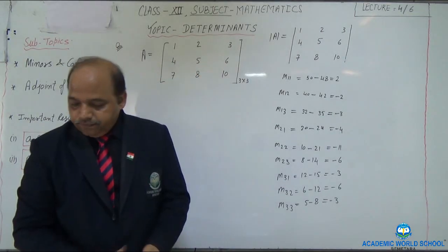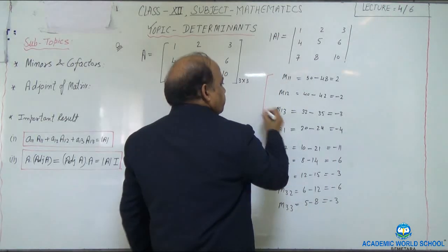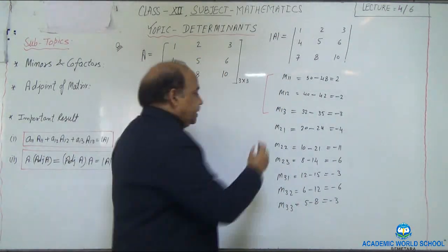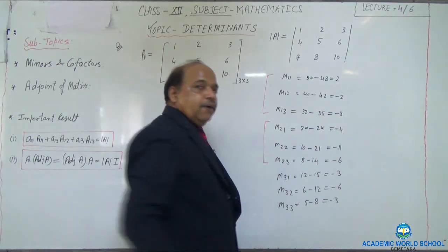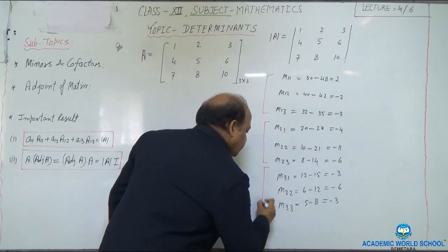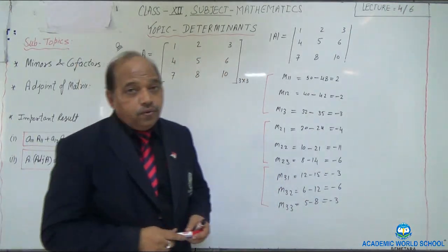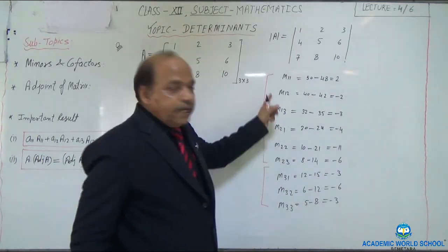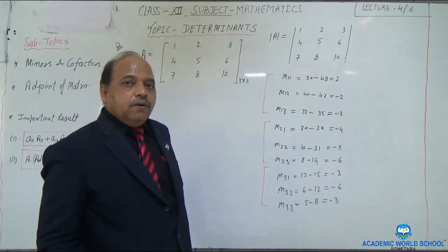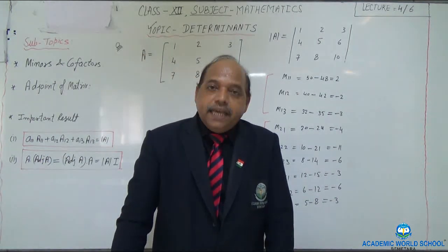Now look at this. What we have done, this is representing minors of all elements of the first row, this is representing minors of elements which belong to the second row, and this is representing minors of all elements which belong to the third row. So we have calculated. This is how minors are calculated. Now I'll tell you how to find out cofactors of these corresponding elements.